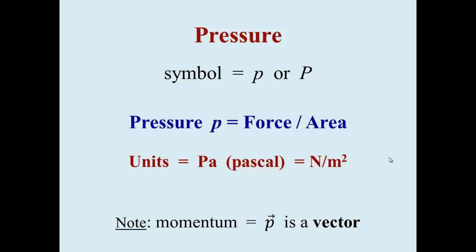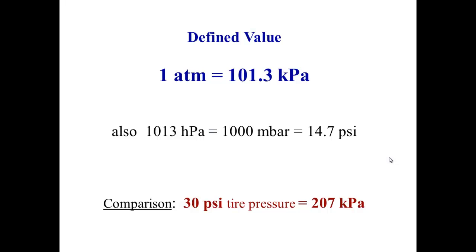P is also used for momentum. Notice that since momentum is a vector, the way to keep these two things straight is to put an arrow over the P for momentum, whether it's in one dimension or two dimensions or three. So the arrow telling you it's a vector tells you that P is a momentum rather than a pressure.